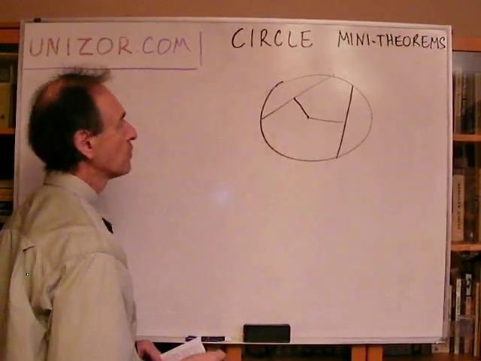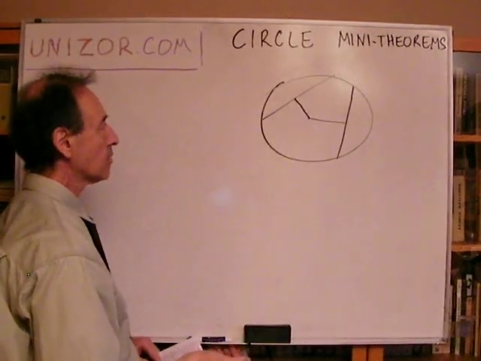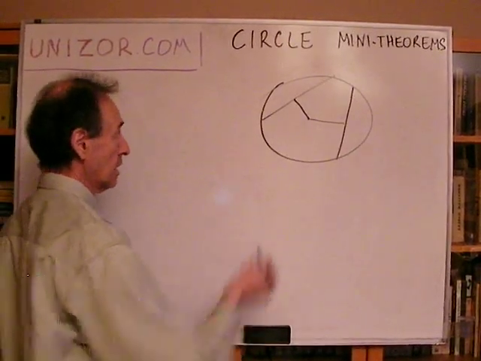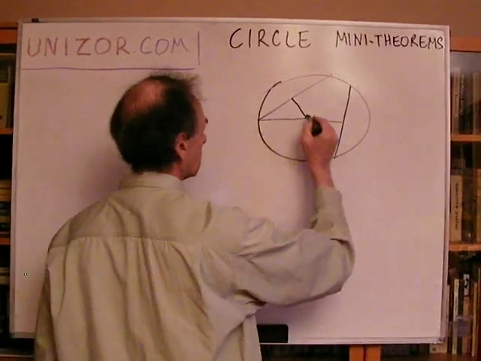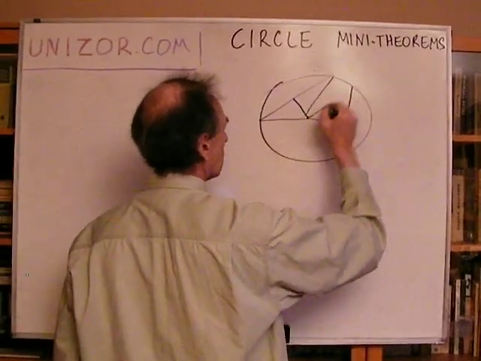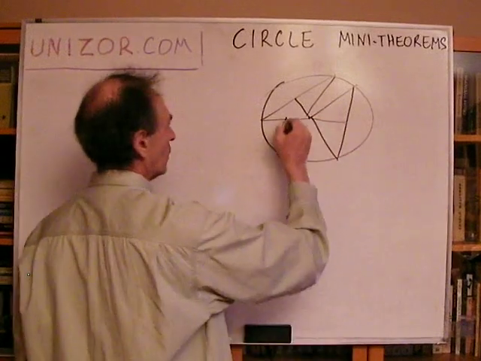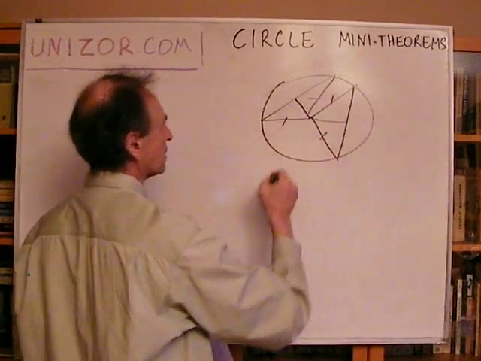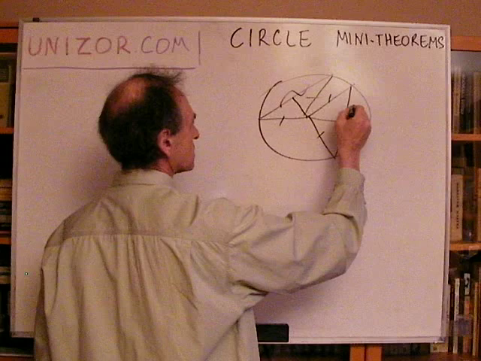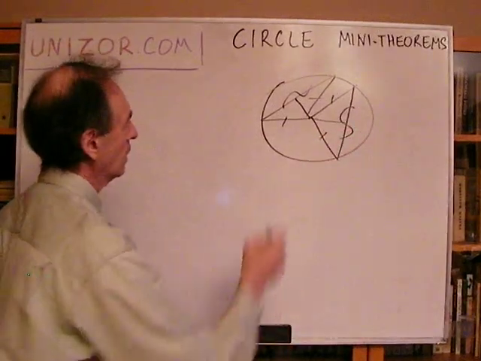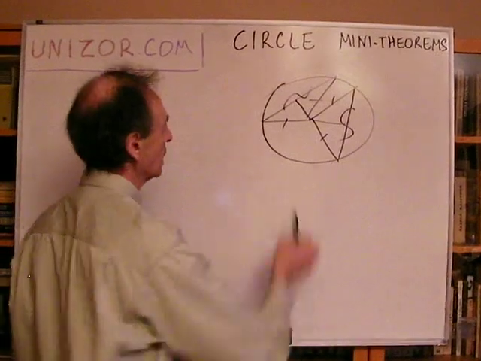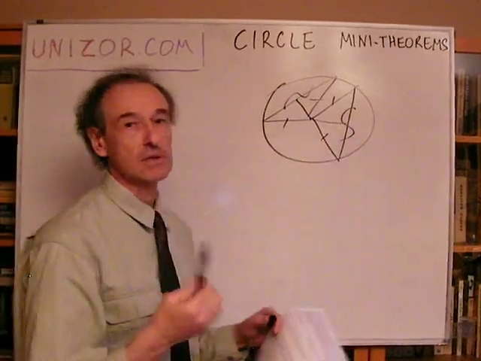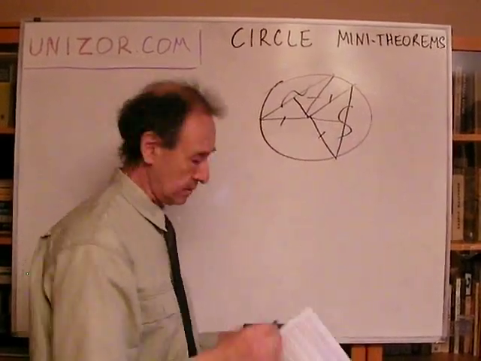Now, how can we prove that these two perpendiculars are equal in length if the chords are congruent? Very simple. Again, triangles. All these are radii, and if this chord is congruent to this one, you have two triangles congruent to each other by three sides, and that's why their altitudes are congruent as well.